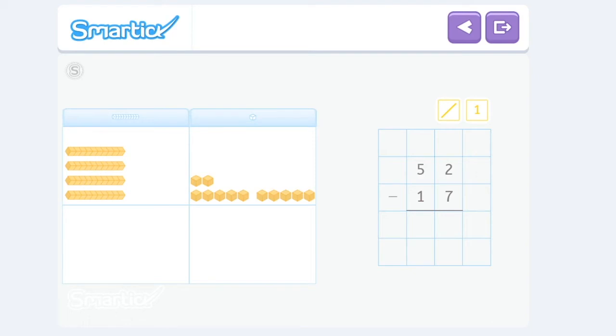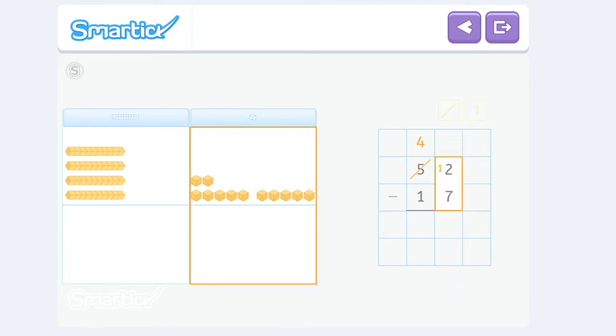Perfect! A 10 broke down into 10 units. Now we have 12 units. Let's write down what we've done. We don't have 5 tens anymore. We have 4. So we cross out the 5 and put a 4. We don't have 2 units anymore either. We have 12. So let's add a 1 so we don't forget.